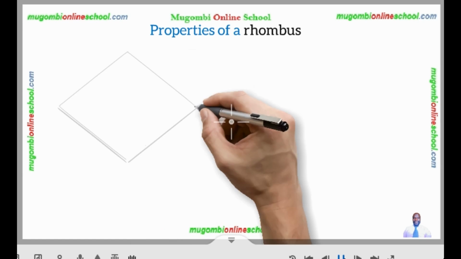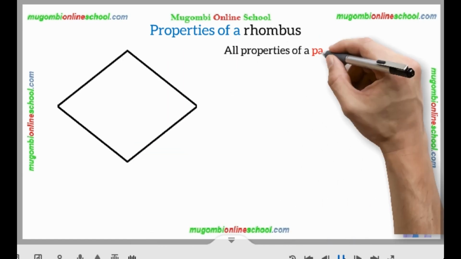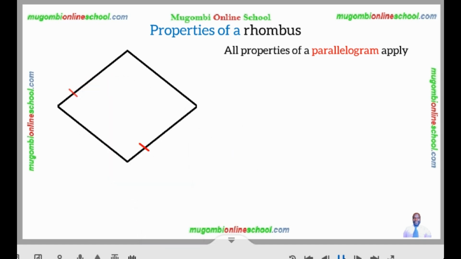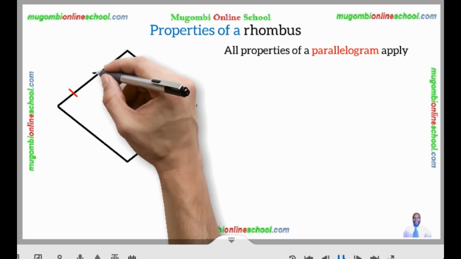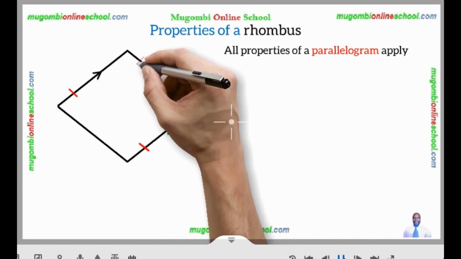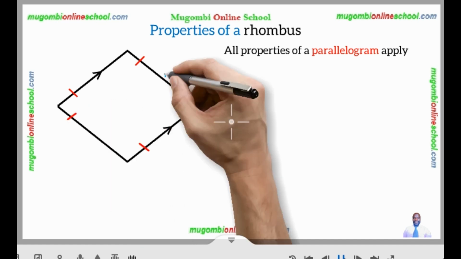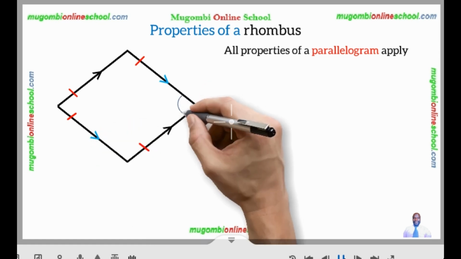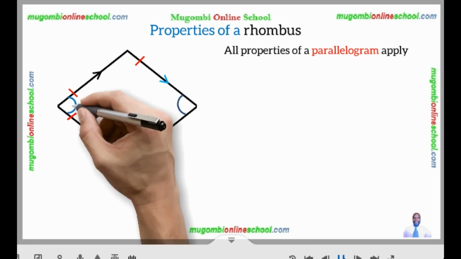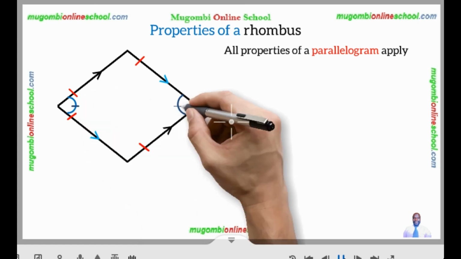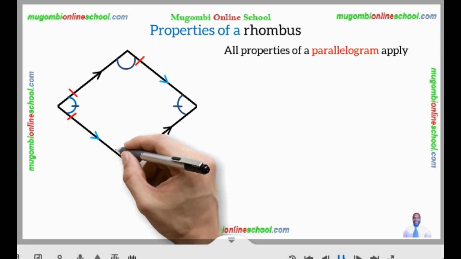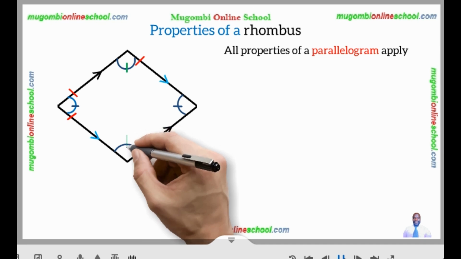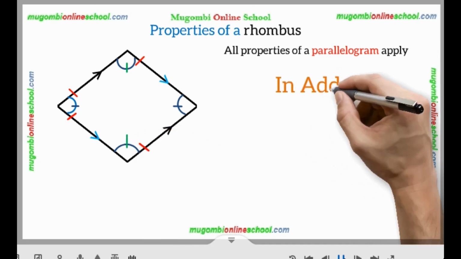A rhombus looks like this shape, and all properties of a parallelogram apply. That is, opposite sides are equal and parallel like this, and again these opposite sides are equal. But in this case, for a rhombus, all four sides are equal as in a square, and these ones are parallel, and opposite angles are also equal, and we indicate by marking the angles like this, and these opposite angles are also equal, and we mark them differently to those ones, indicating that they have a different size.